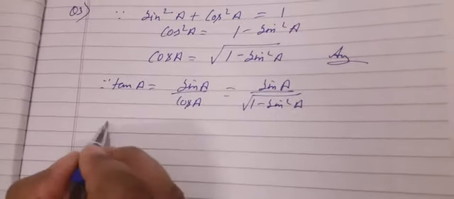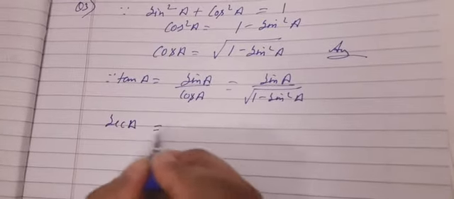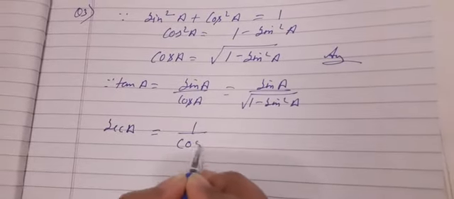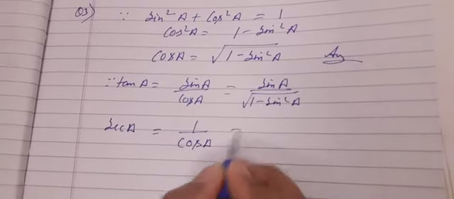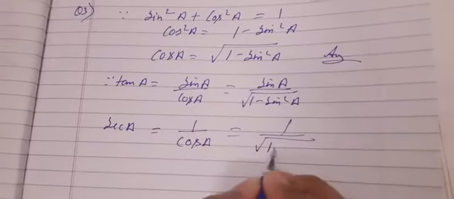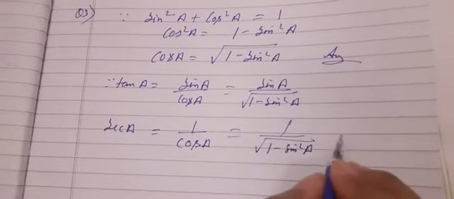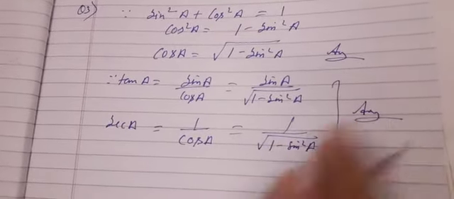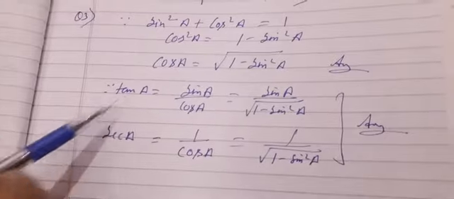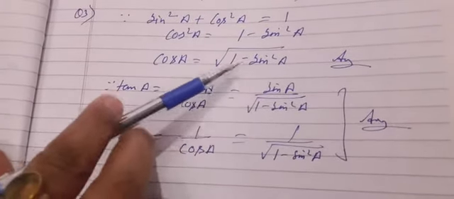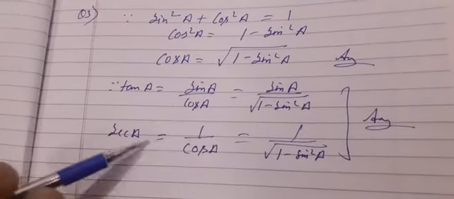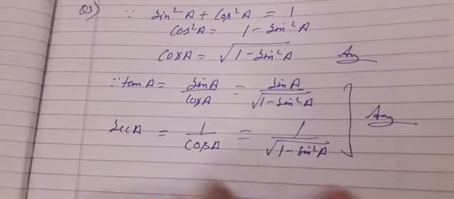Now the last was sec A. How can we change sec A in form of sin A? First of all, we know that sec A is actually the reciprocal of cos A, so sec A is equal to 1 by cos A, and now we will put the value of cos A here, because cos A is already in form of sin A, so 1 upon under root 1 minus sin square A. So these are the other two answers of your question. I hope the question is clear. Your question said to express cos A, tan A and sec A in form of sin A. So we did that. Now cos A, tan A and sec A are all in form of sin A. So here your answer is over.